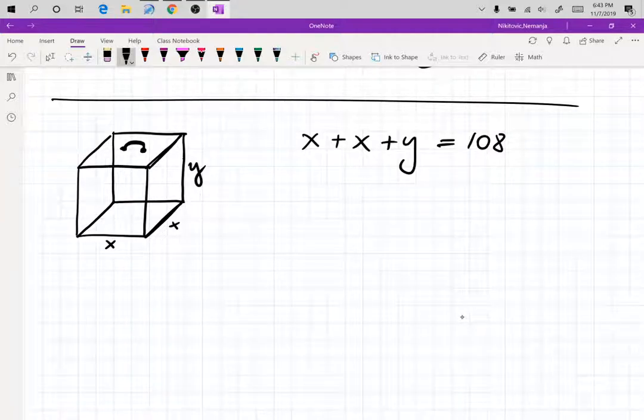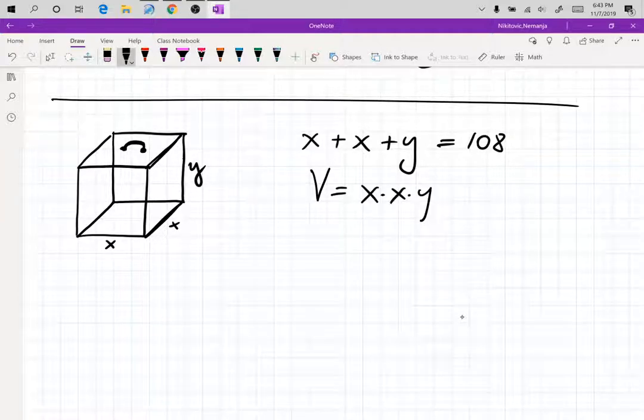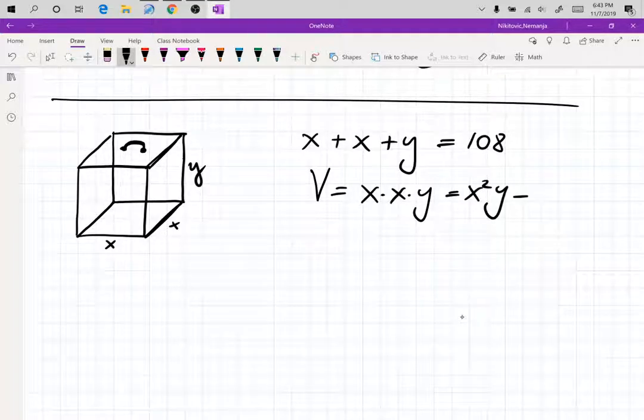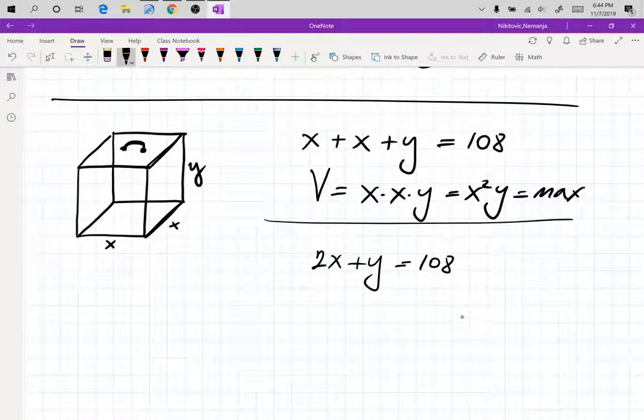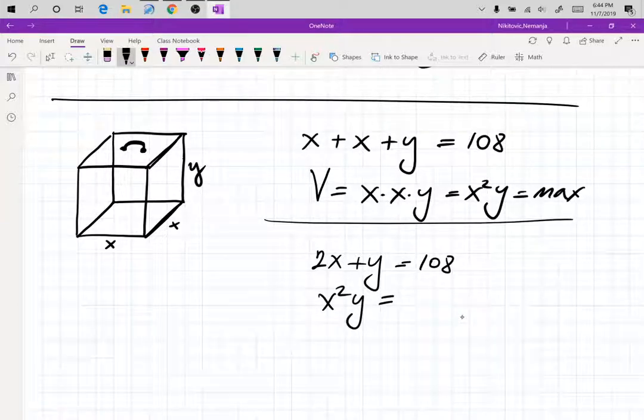Okay, so we'll set it at 108 because that is the largest we can have. And they are looking for the maximum volume. What's the volume over here? x times x times y, which is x squared y, and that needs to be a max. Awesome. So I have 2x plus y equals 108, and x squared y equals a max.